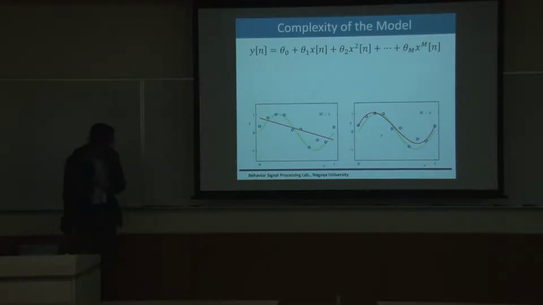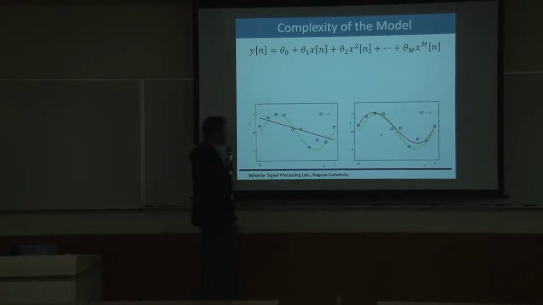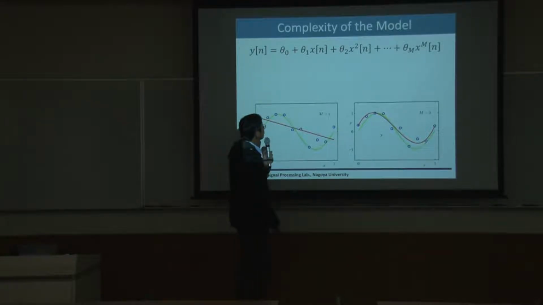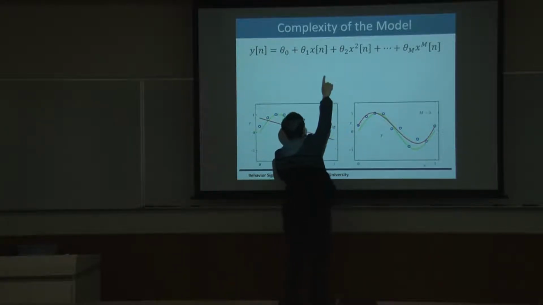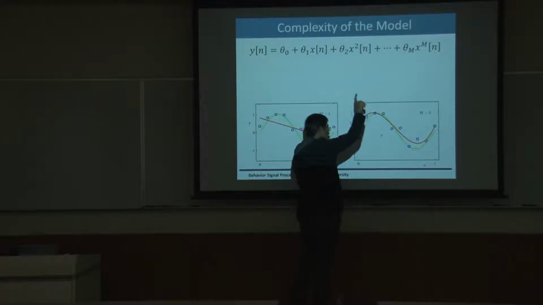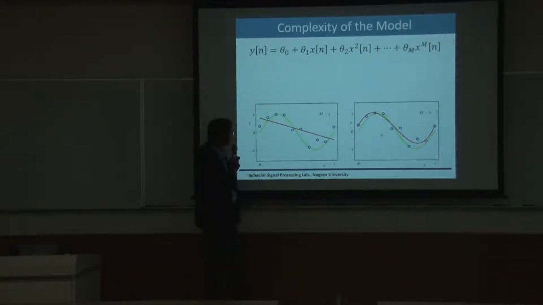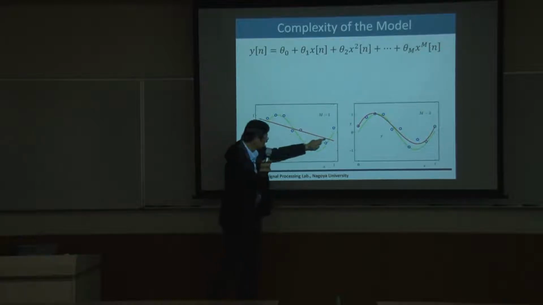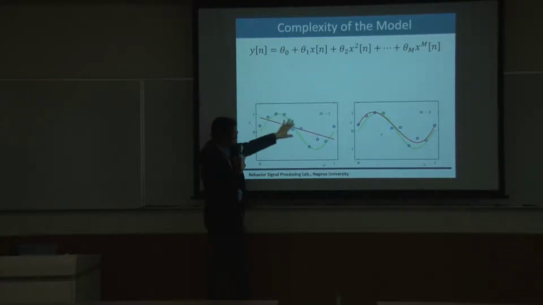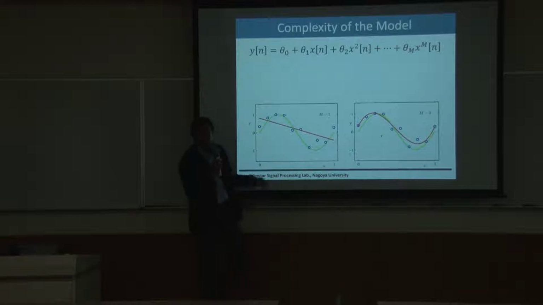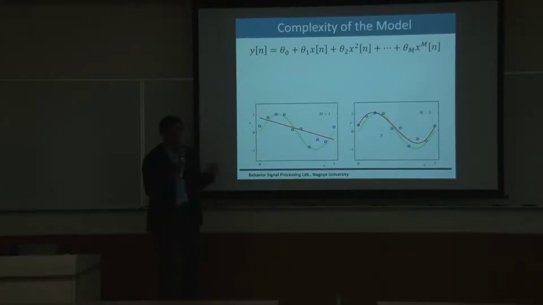Here is a function that we use for regression: linear polynomial regression. If you take, for instance, 2 free parameters, theta 0 and theta 1, then you get a red line to represent this data. Is it enough or not? That depends on your application. What would you like to do?